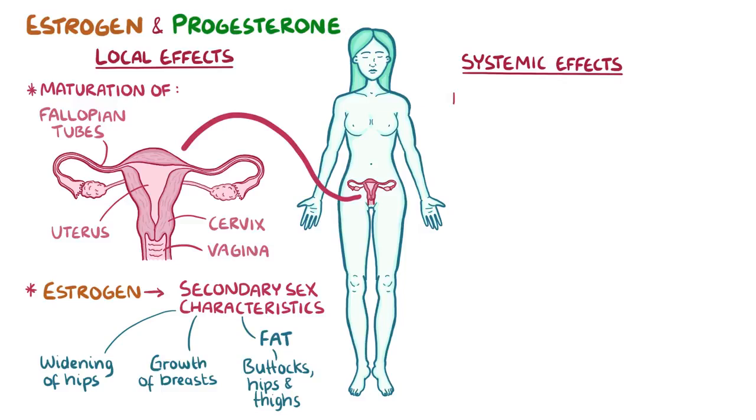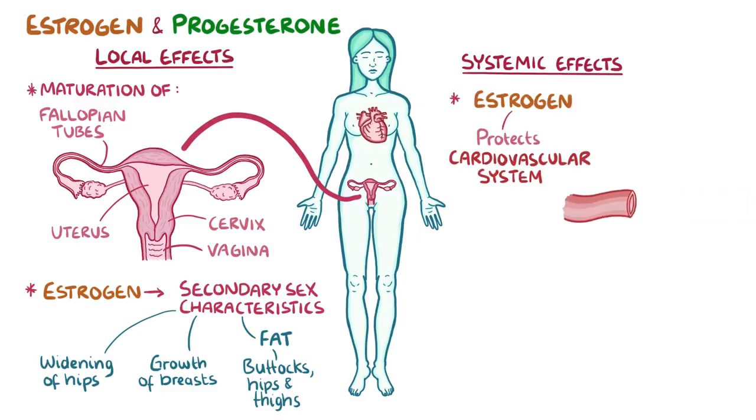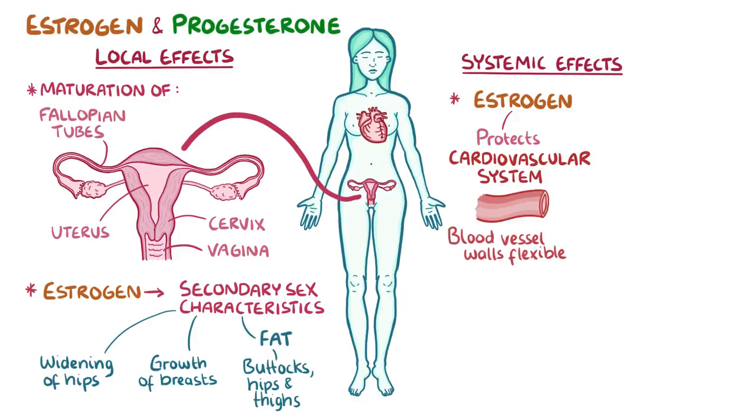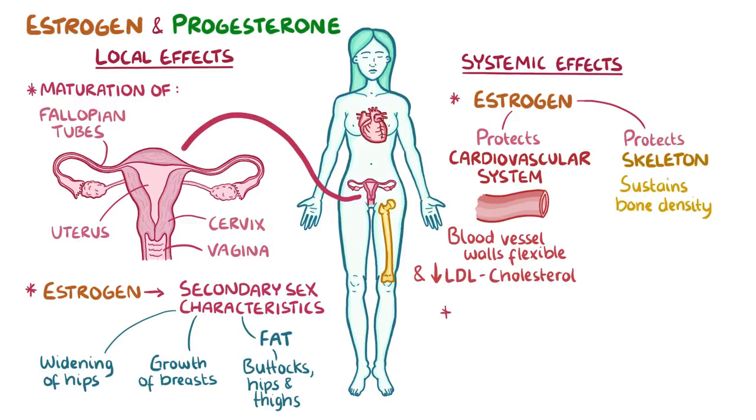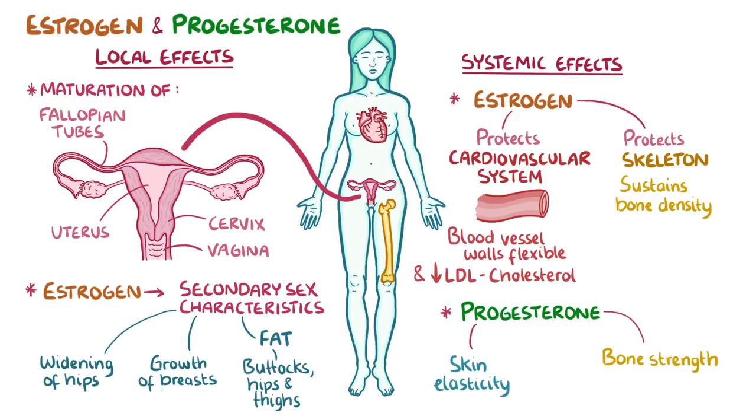On a systemic level, estrogen is lovely because it has a protective effect on the cardiovascular system, helping keep the blood vessel walls nice and flexible to accommodate blood flow, and also protects against cardiovascular disease by lowering levels of LDL cholesterol. Estrogen also protects the skeleton, where it helps to sustain bone density. Progesterone, for its part, also plays a role in bone strength, as well as maintaining skin elasticity.